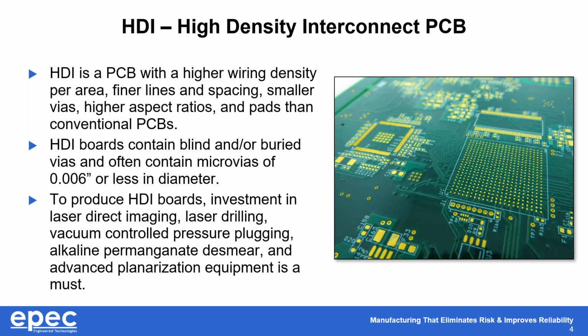But along with all of this new technology, it's really required fabricators to invest in a whole new set of equipment. Everything from laser direct imaging to laser drilling to vacuum controlled pressure plugging to different types of de-smear depending upon what the materials are, and different types of equipment has really been required for a lot of these high-density printed circuit boards. Along with, you've heard the term high speed as well, and a lot of this goes hand in hand.